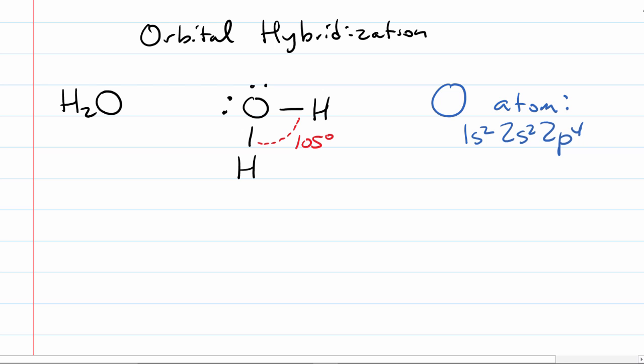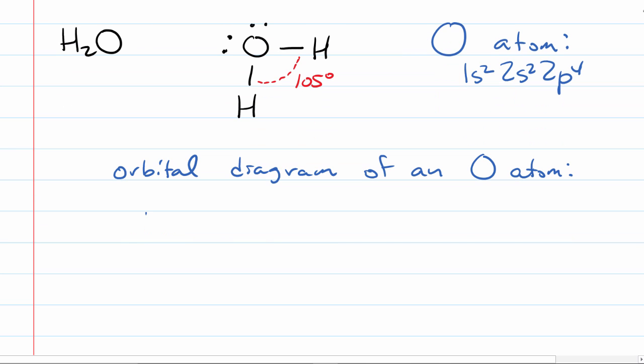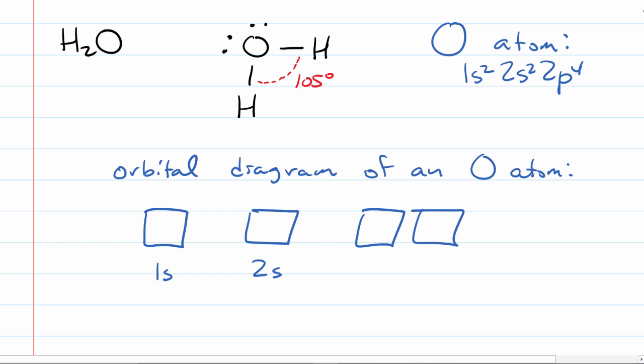If we then looked at an orbital diagram of oxygen, an orbital diagram for an oxygen atom would look something like this. We would say that it has the 1s subshell, the 2s subshell, and the 2p subshell.